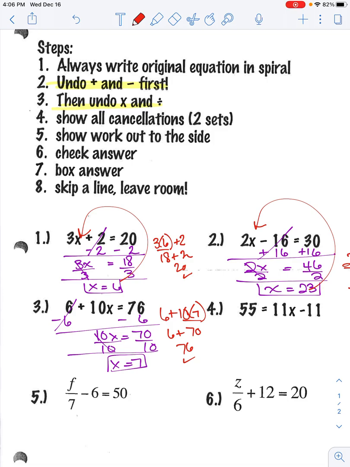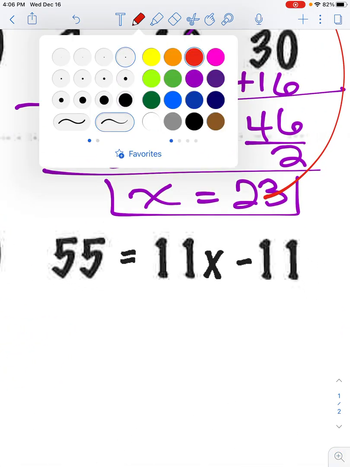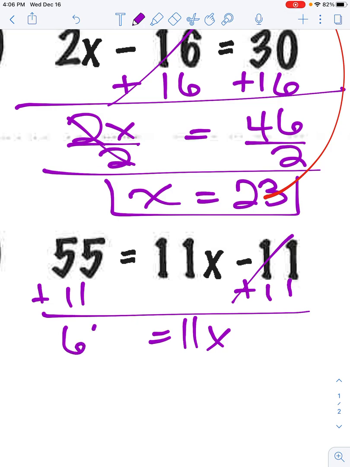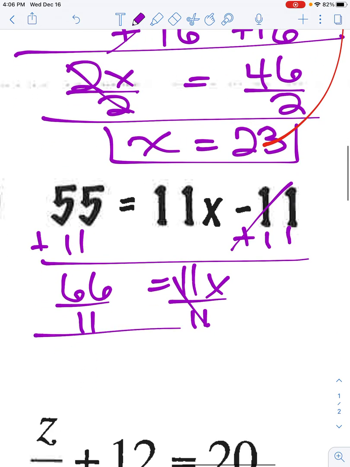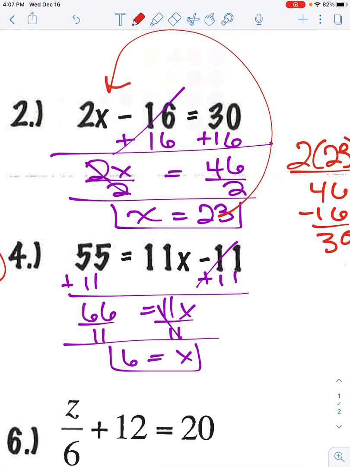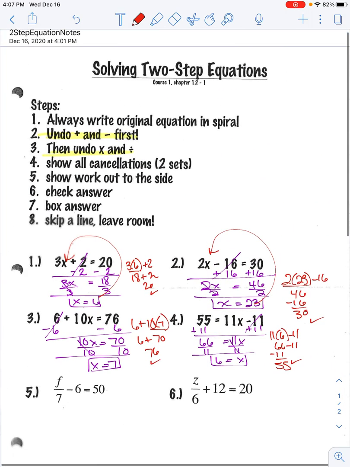Number 4, it says 11x minus 11. I'm going to do the inverse and add 11 to both sides to get 66, and then 11x means multiply, so I'm going to do the inverse and divide by 11. So x is 6. And then we want to check it. 11 times 6 minus 11. 66 minus 11 is 55. It checks out.